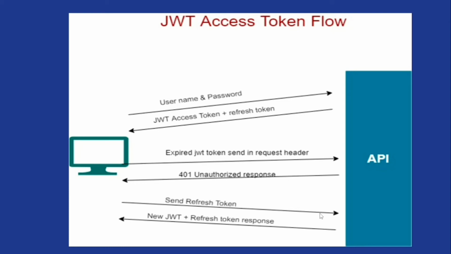In that case, the client sends the refresh token, and the API project validates the refresh token and generates a new JWT access token and also a new refresh token, because once we use a refresh token, we should not use it again. So while creating a new JWT access token, a refresh token is also generated. Next time, the user needs to use the newly created refresh token.